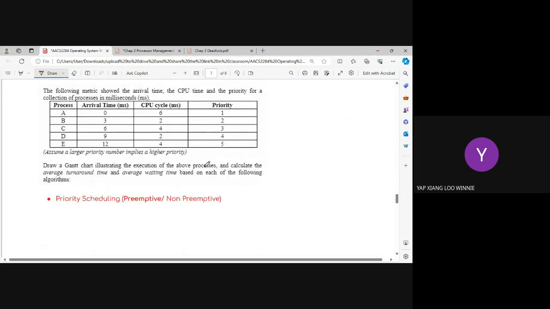Let me just proceed with the next one, which is priority scheduling. So over here you can see I highlighted this preemptive, right? This document we share with you, with answer and without answer, both. You can just do it there. Now for this one, do preemptive, and you assume a larger number means larger priority. Which means in this case, E has the highest priority.